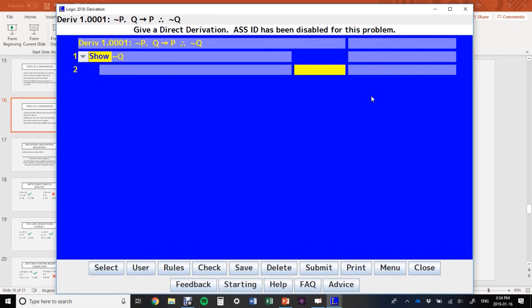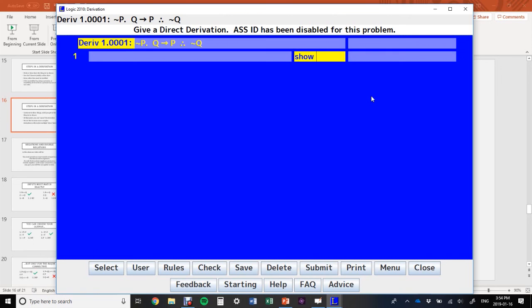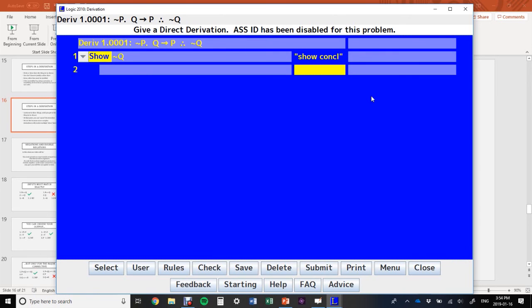So I'm going to press Alt-Delete, start a new line. You can just say show conclusion here, and it'll generate the show line for you automatically. Don't write that on your test. Please don't write that on your test. That's not a move in the derivation. This is just a command in Logic 2010 to get it to generate the relevant show line for you, okay?